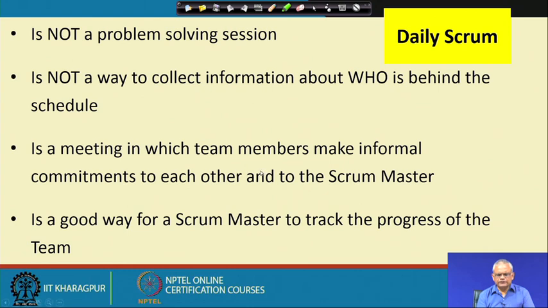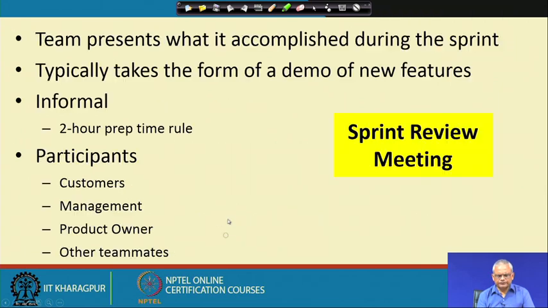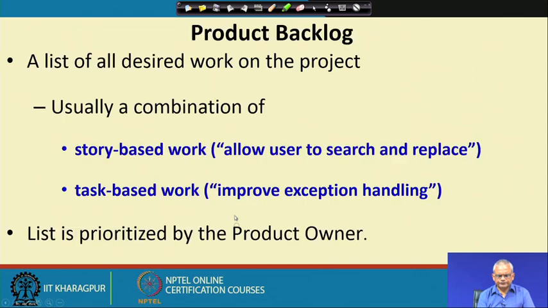Here the team members make informal commitments to each other and to the Scrum master, and this is the way that the Scrum master can track the progress of the team. The sprint review meeting is done at the end of the sprint. The team presents the increment that has been completed, typically in the form of a demonstration of the new increment. It is an informal meeting, just 2 hour preparation should be enough, and the participants are typically customer representatives, management representatives, product owner and other team members.